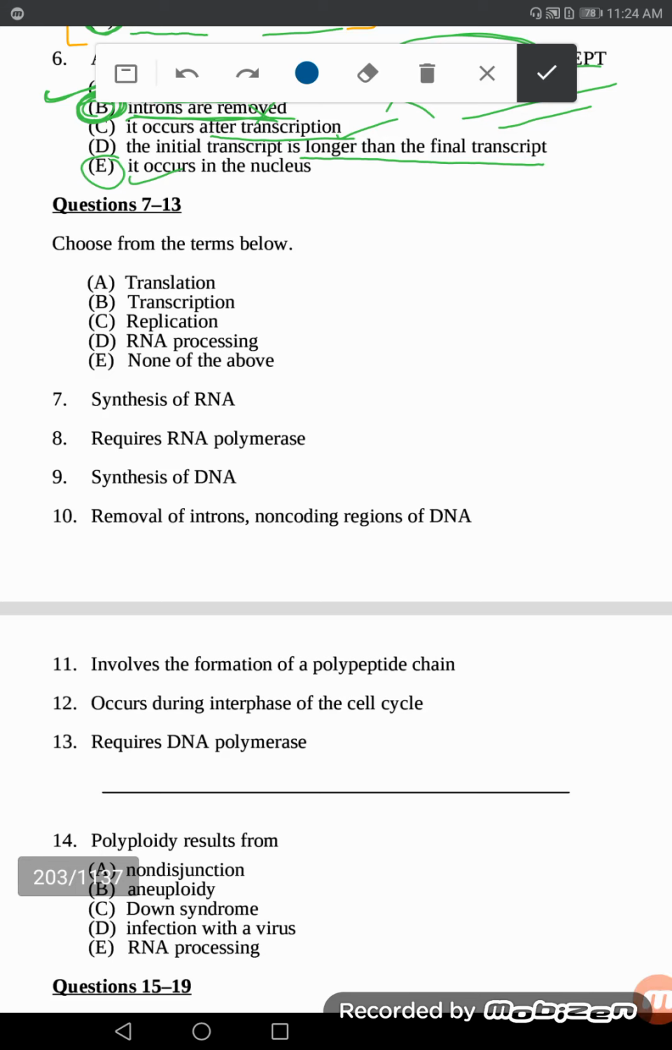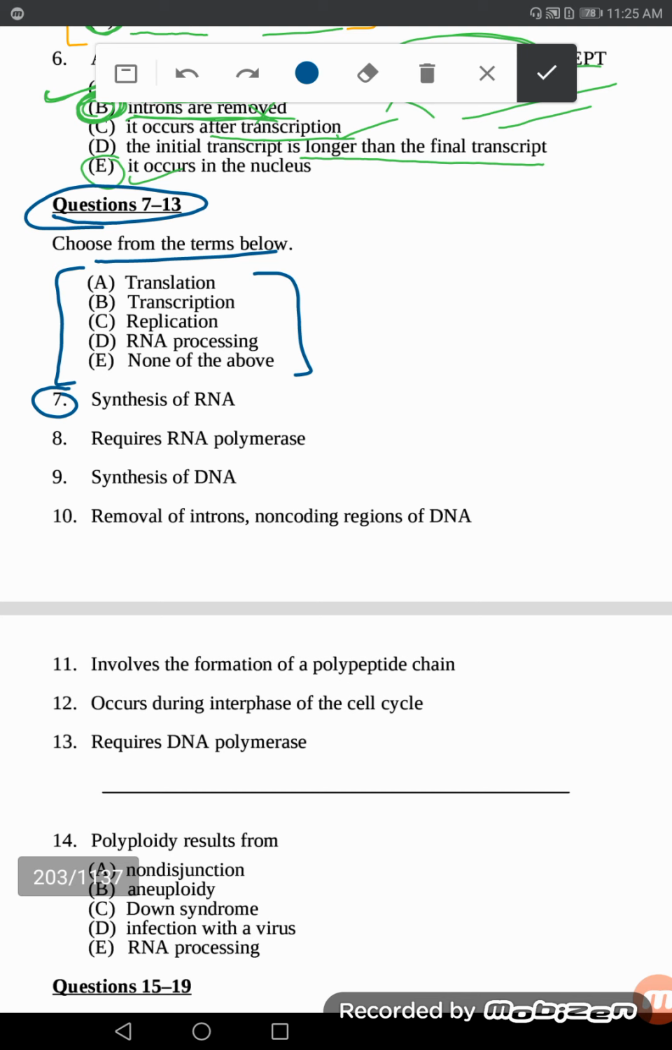Hello again. In the second video of molecular genetics, we have this question from 7 to 13. We have these terms from A to E: translation, transcription, replication, RNA processing, and the last one, none of the above. We have to match them with the following statements.